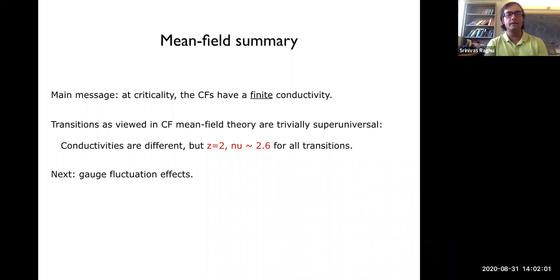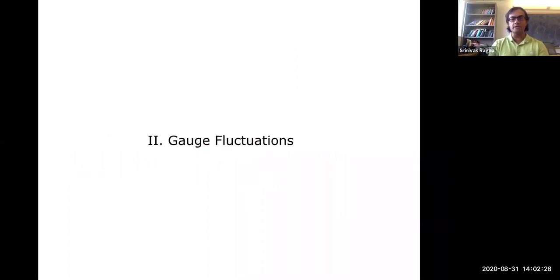So the mean field theory that I've discussed so far tells you that the composite fermions have finite conductivity at the critical point. The transitions, when we view them in this approach, are trivially superuniversal. The conductivities depend on which fraction is undergoing a transition, but the dynamical scaling laws are always governed by the density of states. So z would be 2, and nu would be 2.6 for all transitions. So next, I'm going to include fluctuations.